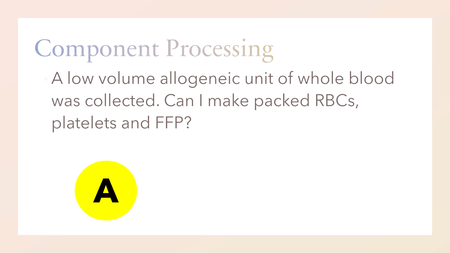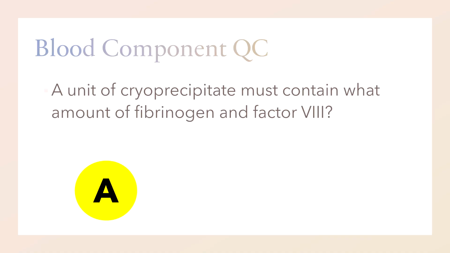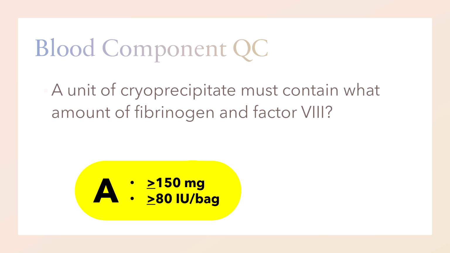A low volume allogeneic unit of whole blood was collected. Can I make packed red blood cells, platelets, and fresh frozen plasma? No, only low volume red blood cells can be made. A unit of cryoprecipitate must contain what amount of fibrinogen and factor VIII? Greater than or equal to 150 milligrams of fibrinogen and greater than or equal to 80 international units of factor VIII per bag.